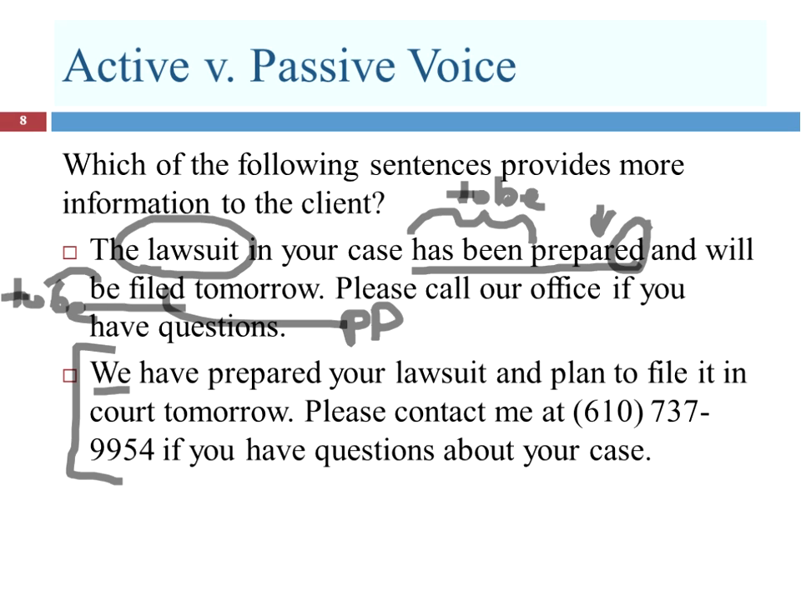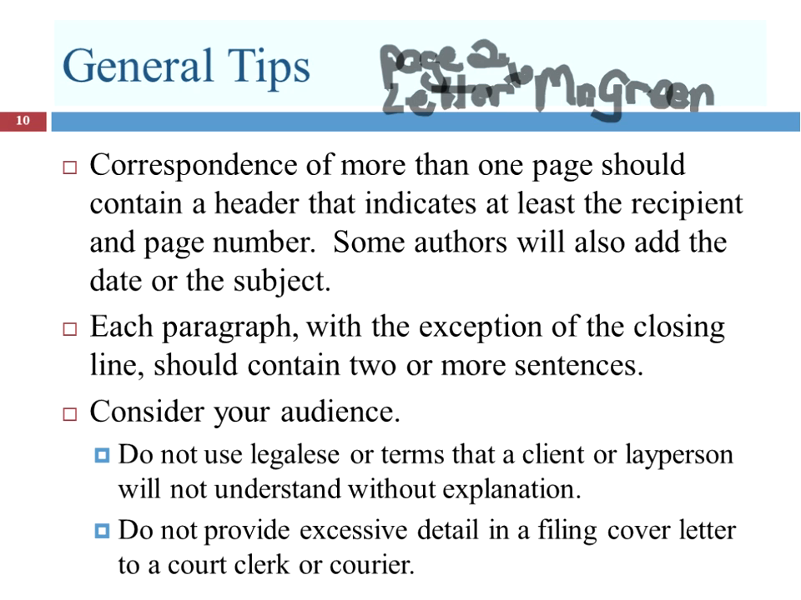We have prepared your lawsuit and plan to file it in court tomorrow. Please contact me at this number if you have any questions about your case. Let's say we don't have anything else to say. Well, guess what? We are going to have to separate these into 2 paragraphs. So I'm going to put a little paragraph sign. So this will be 1 paragraph. This will be the second paragraph. Now, we actually want to figure out one more sentence we could put in the first paragraph. But our last paragraph, we can just have it be, please contact me if you've got any questions. Having the final paragraph be 1 sentence long is not a great tragedy. You do want to figure out a way to have at least 2 sentences in your first paragraph. So that's just a stylistic thing that you ought to keep in mind.